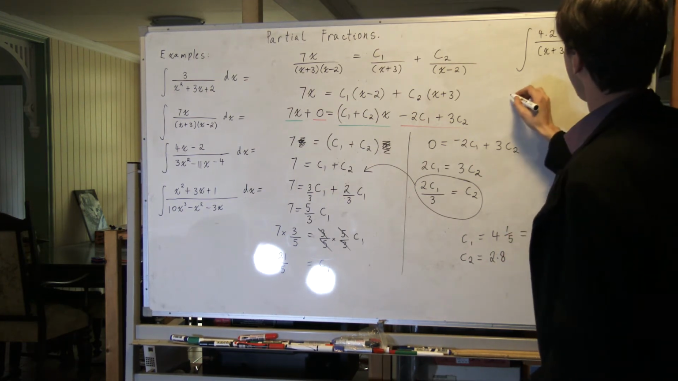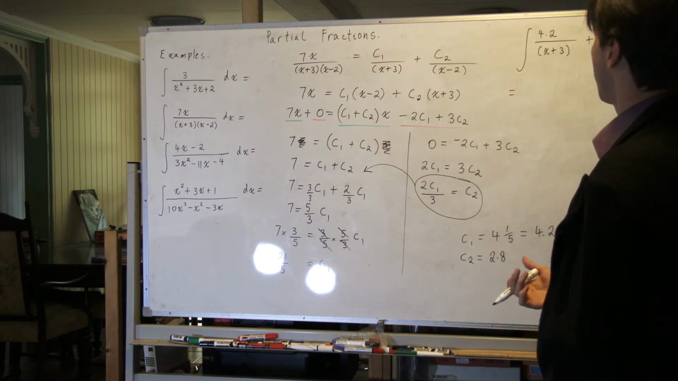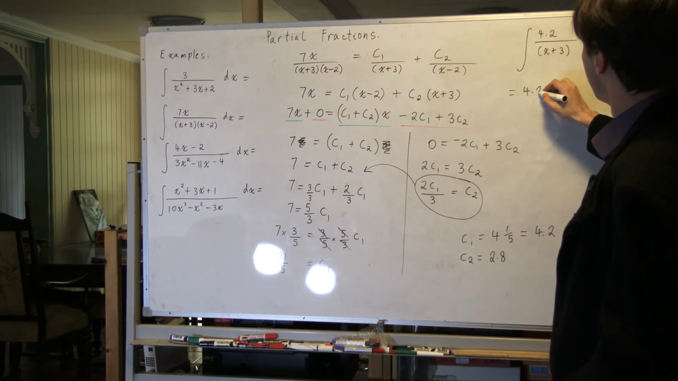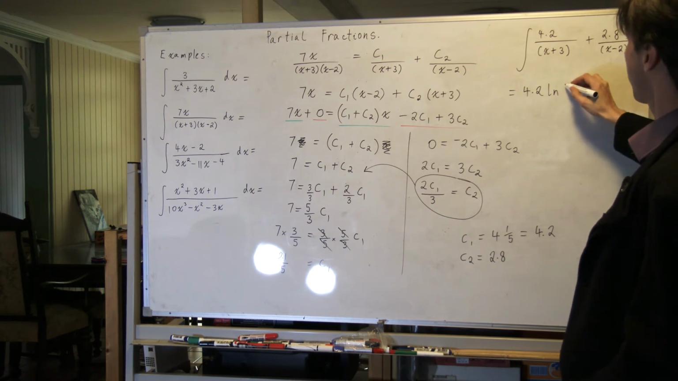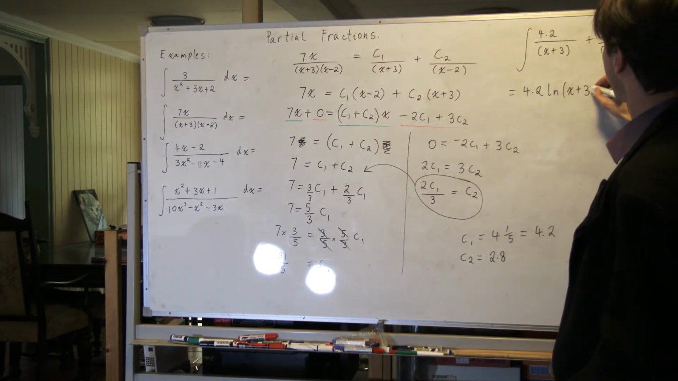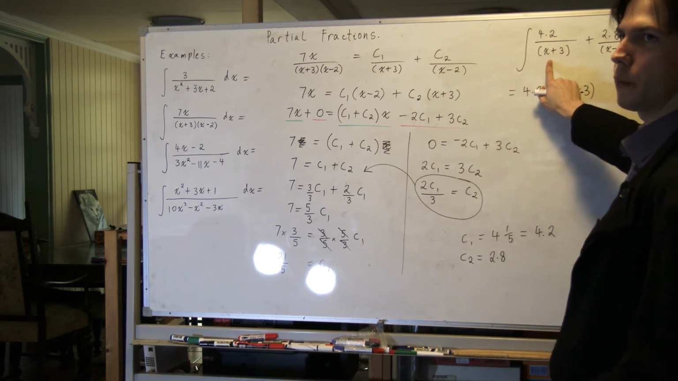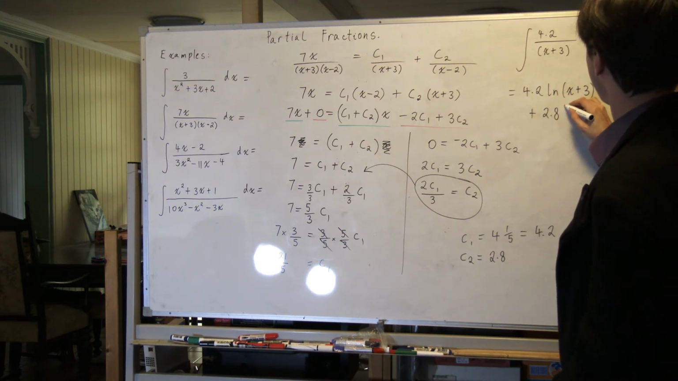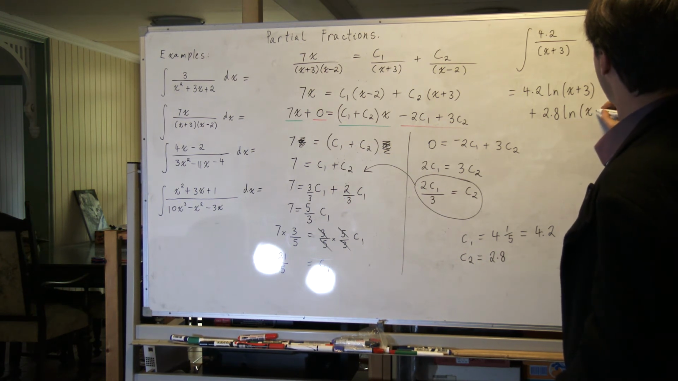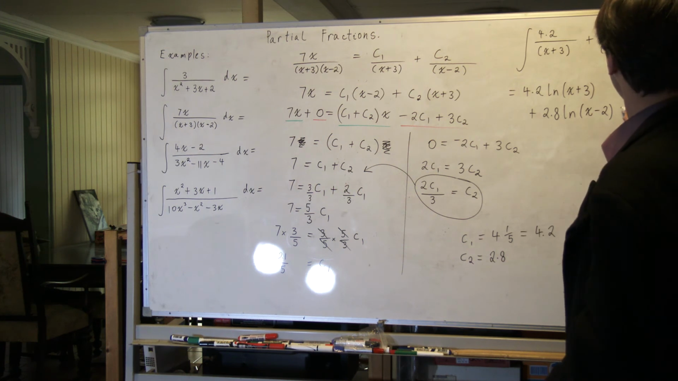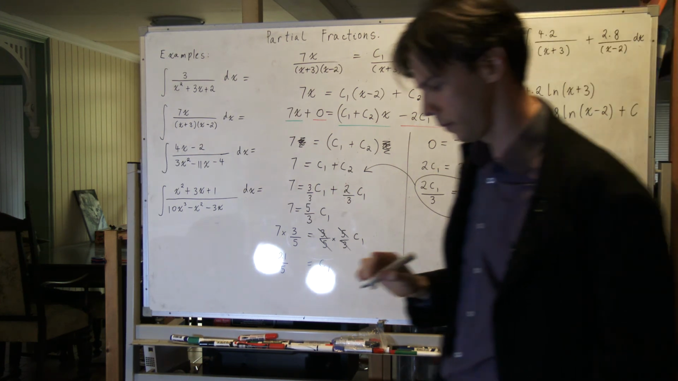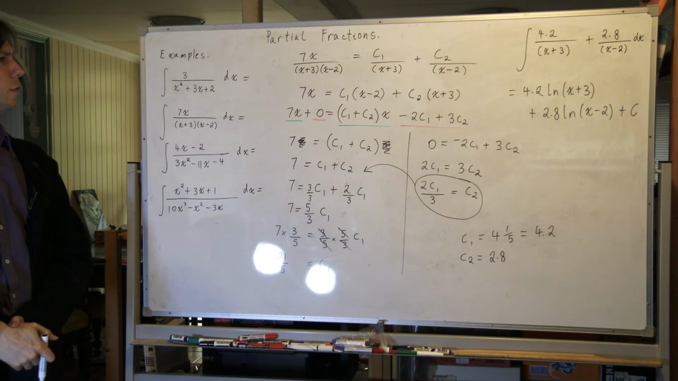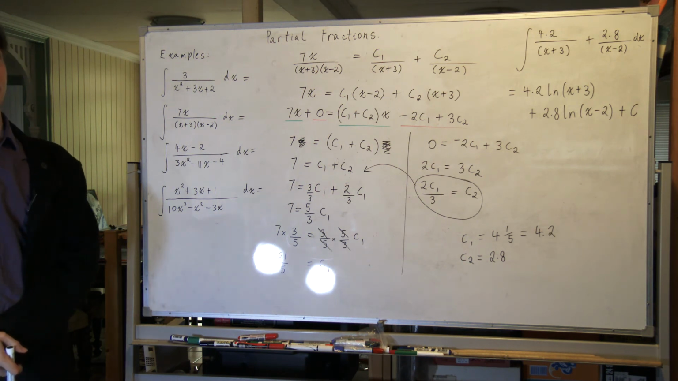With respect to x, and since we've done one of these problems already, we can shortcut and say, okay, this is 4.2 times the natural logarithm of (x plus 3) divided by the derivative of x plus 3, which is 1, so that's fine, plus 2.8 times the natural logarithm of (x minus 2) plus a constant. Okay, so basically the same procedure, it's just numbers get a little more interesting, but that's fine.